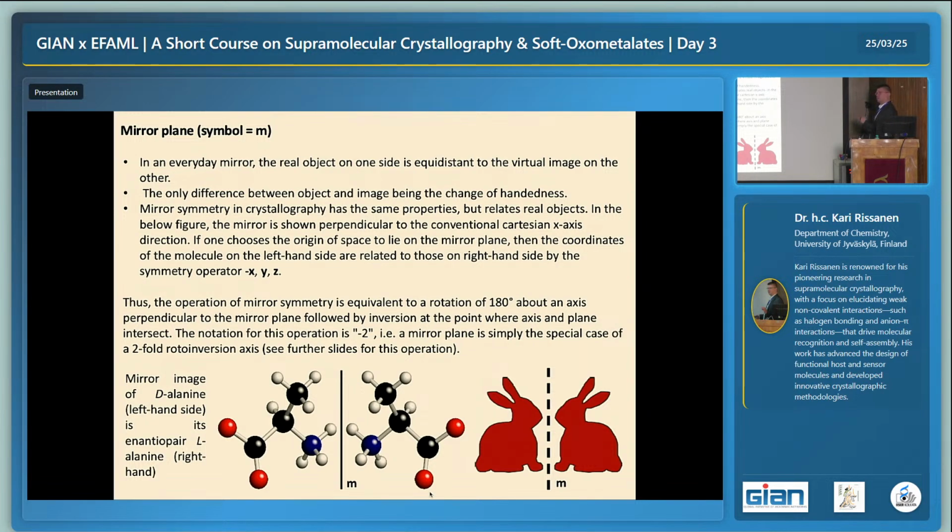So if the molecule contains a mirror plane, it has to be symmetric. The other half has the same features as the first half. Mirror symmetry in crystallography has the same properties, but relates to real objects, like in here. So the point, let's take a mirror image of D-alanine. It's the left-hand side. And now there's a mirror in there, and now it reflects on the other side. Now you can see that this is a typical way of presenting molecules having a mirror in there, if they are chiral molecules, so left and right, that's the mirror. Or if you have a rabbit, of course, you can easily understand that this is the operation.